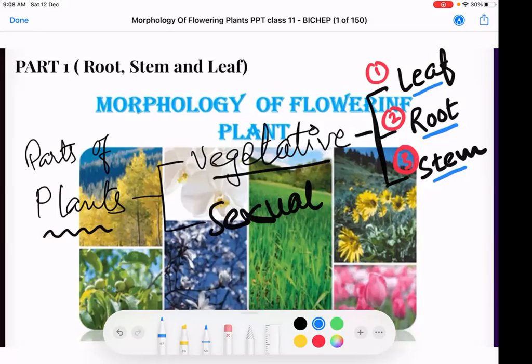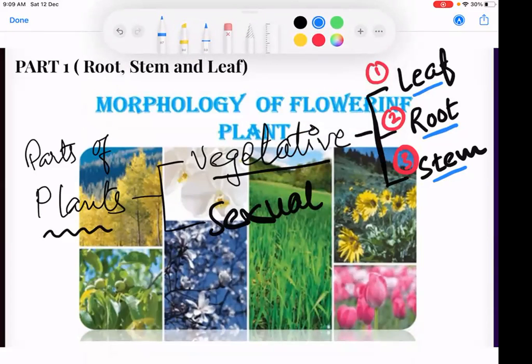Now, the term morphological structure is used for all the characteristics which can be studied externally, not internally. So external components which can be seen by our naked eyes are called morphological characters. Morph is equal to structure, and morphology is the study of this structure.